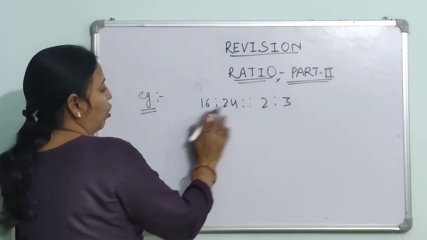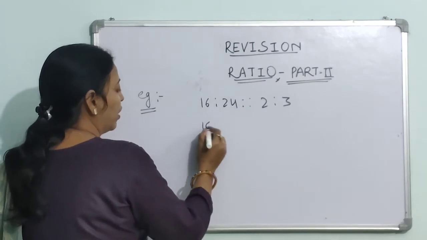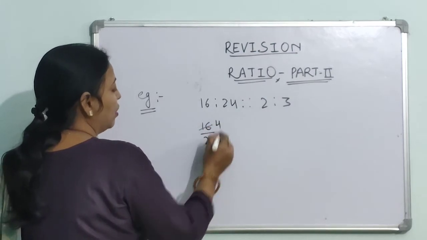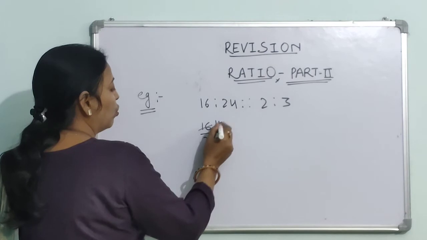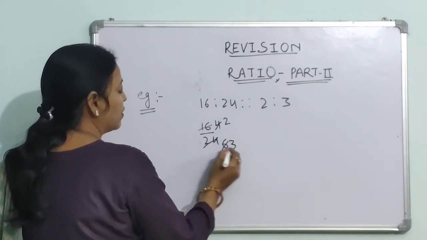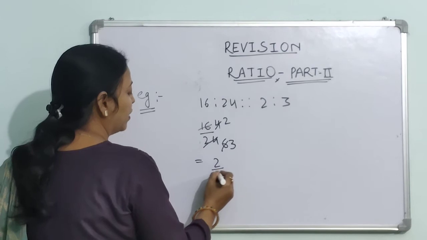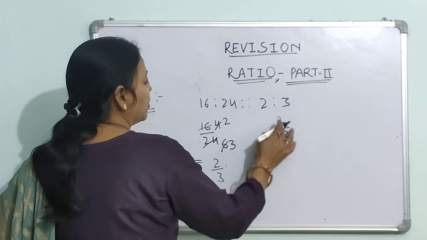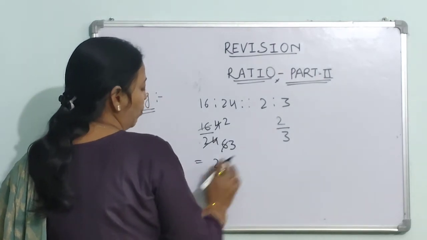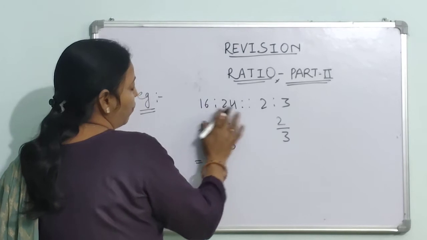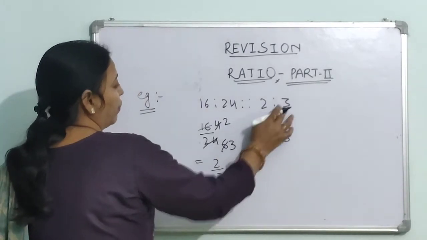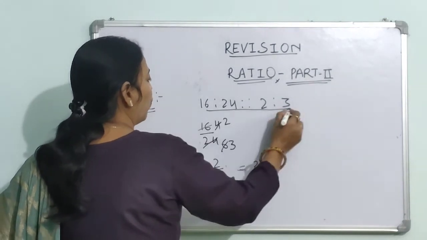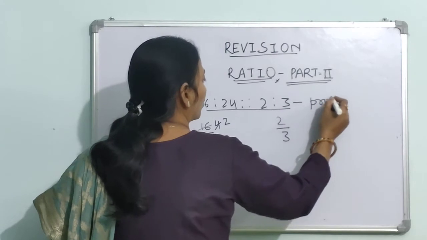Take the ratio of 16 and 24. Writing in fraction form, 16 by 24. 4 4s are 16, 4 6s are 24. Now 2 2s are 4 and 2 3s are 6. So here it is coming 2 by 3. And now check this side. This is 2 by 3, already in simplest form. So you can see both the fractional form of the first and second, and the third and fourth, are equal. It means these four quantities are in proportion.